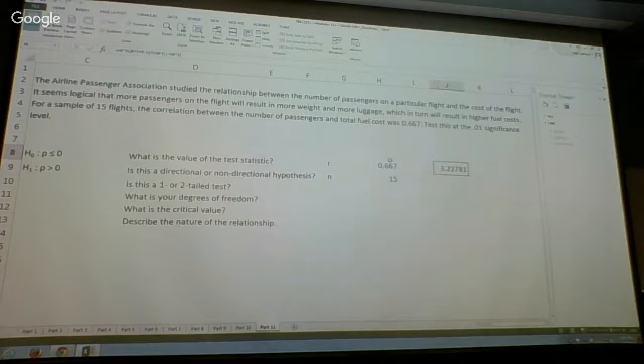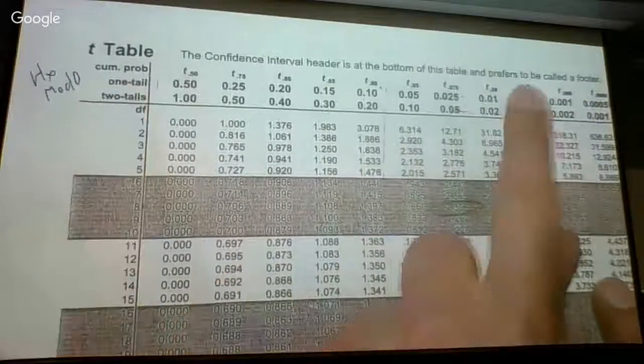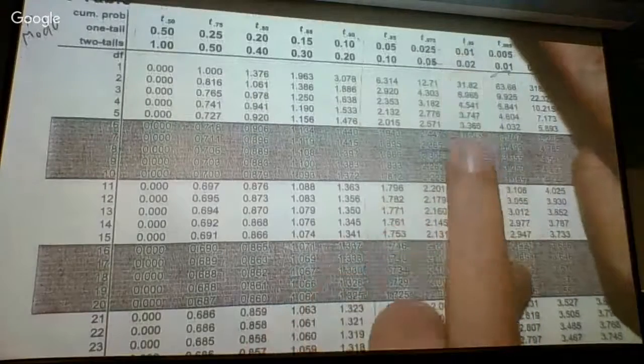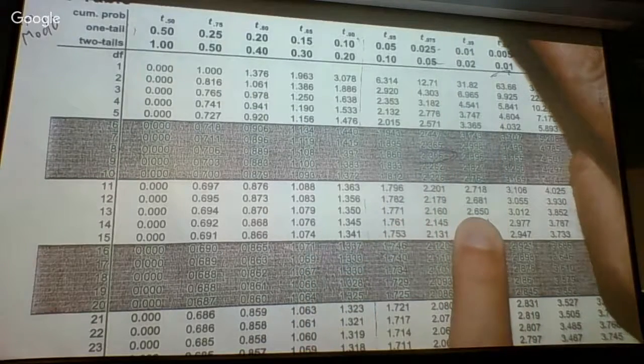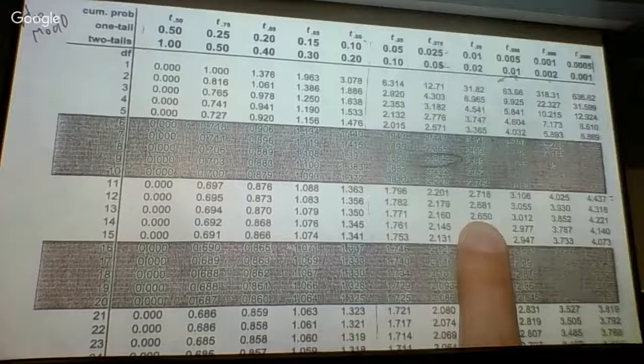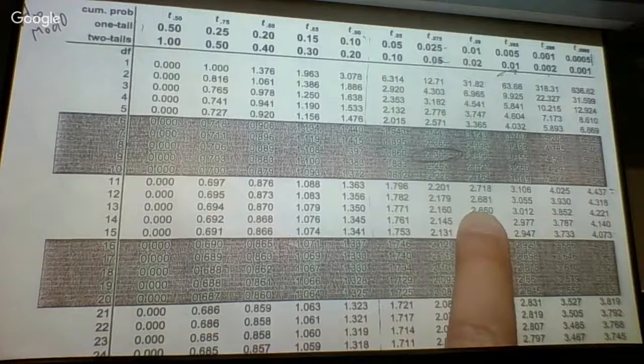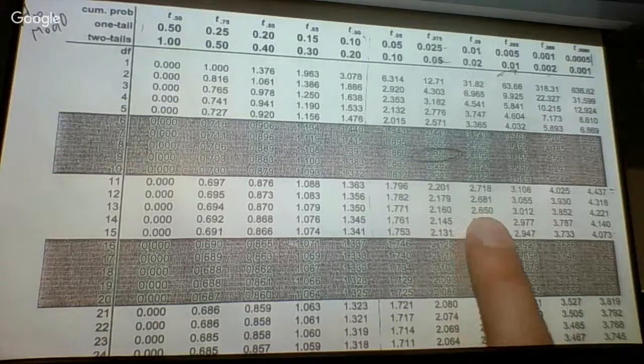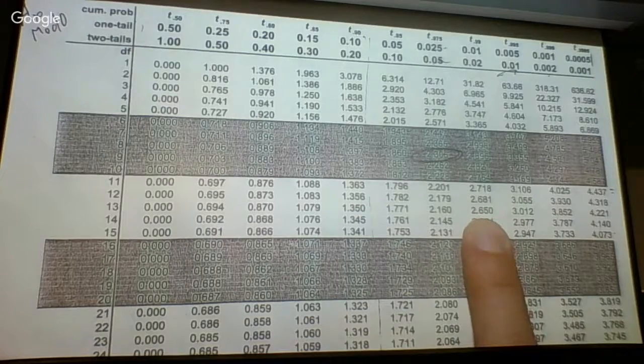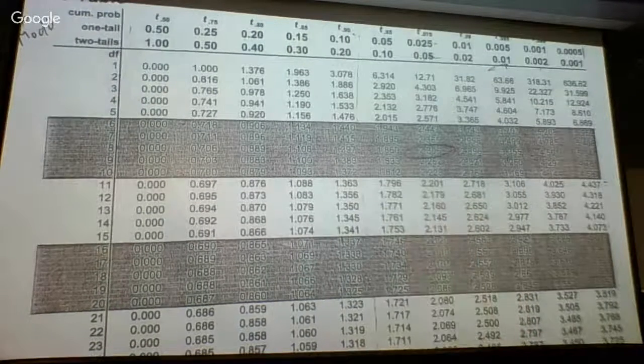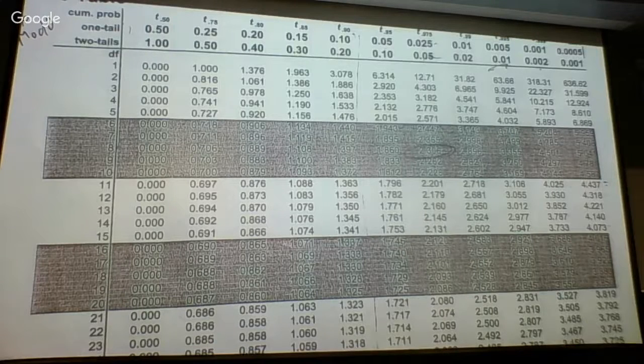100. What is the critical value? We need alpha, which is 0.01. We need the number of tails, which is 1. We need degrees of freedom, which is 13. So a one-tail test, 0.01 significance level, 13 degrees of freedom, 2.650, otherwise known as just 2.65. Looks to me like the critical value is on the list. Yeah, 2.65.